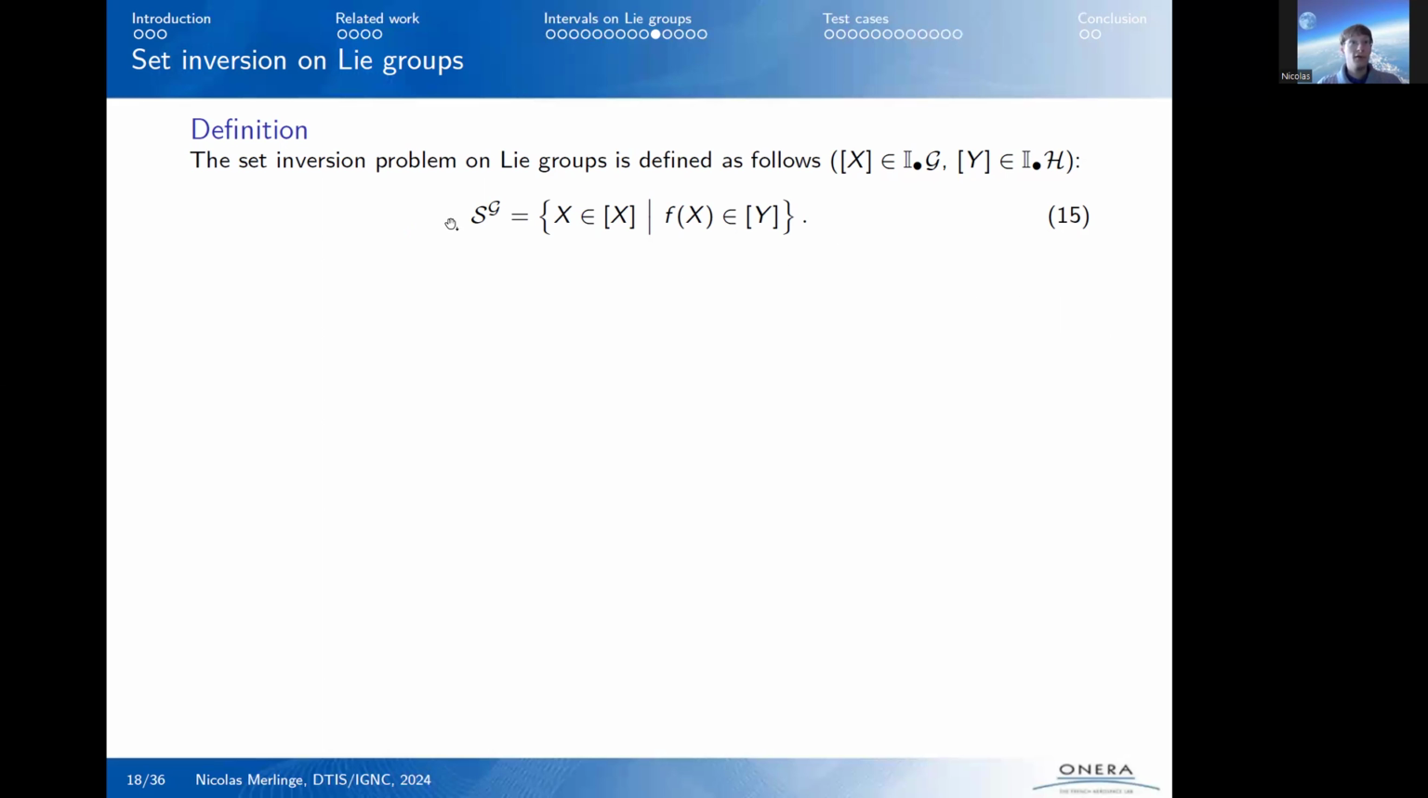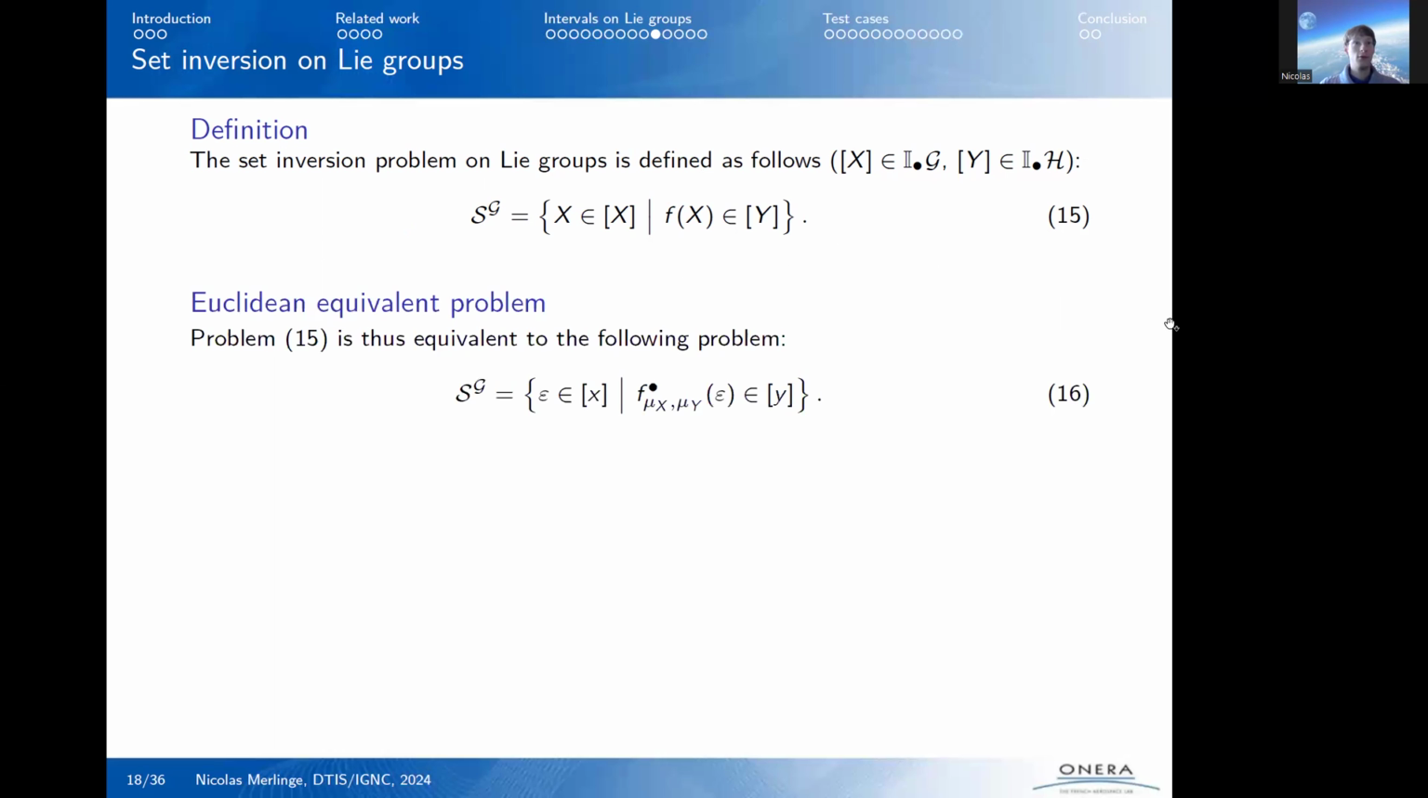Since it's not very convenient to manipulate directly like that, we can use what we said before with the Euclidean equivalent formulation of the inclusion function, and this yields a Euclidean equivalent problem. So it is the same set, it is expressed in the group, but the parameterization is changing. It is just in terms of exponential coordinates in the Euclidean space, using this equivalent function in the Euclidean space.